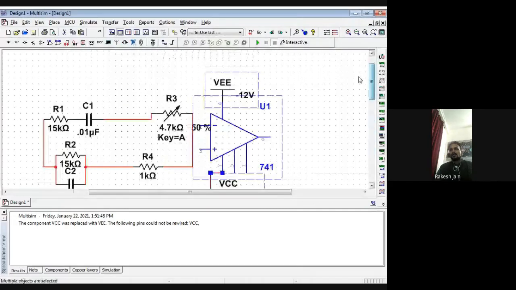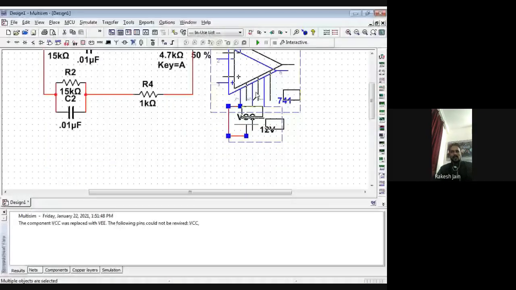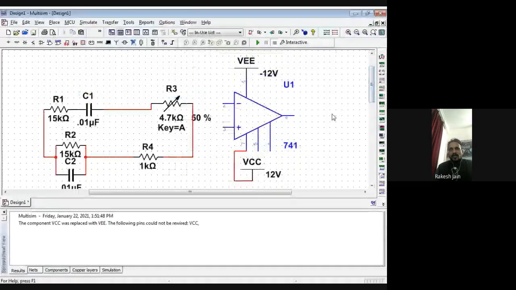Yes, so now see, on the right hand side my operational amplifier is there, and on the left hand side R3, R4, R1, C1 and R2, C2 are there. Now we connect the remaining circuit. Pin number 2 is connected with the series connection and variable potentiometer connection. So this pin 2 is connected as per the diagram here.